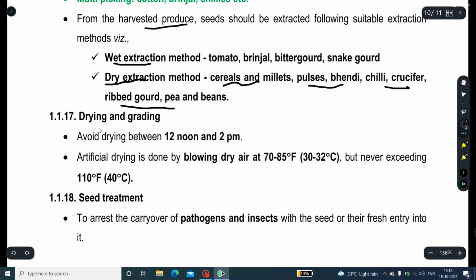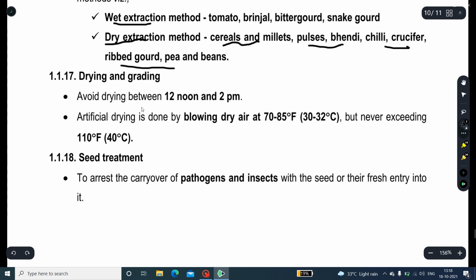And the next one is drying and grading. Avoid drying between 12 noon and 2 p.m. because direct exposure of seed to sunlight may affect its quality. Therefore, if necessary, seeds may be dried under diffused sunlight in a shed with openings on all sides. Artificial drying is done by blowing dry air at 70 to 85 degrees Fahrenheit but never exceeding 110 degrees Fahrenheit or 40 degrees Celsius. Grading is done with various types of graders.